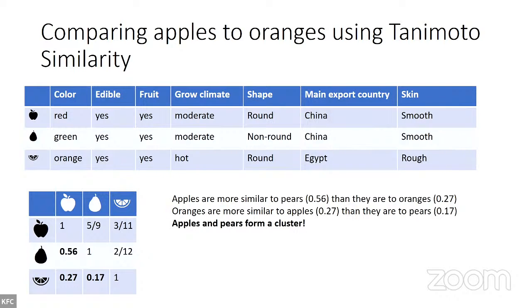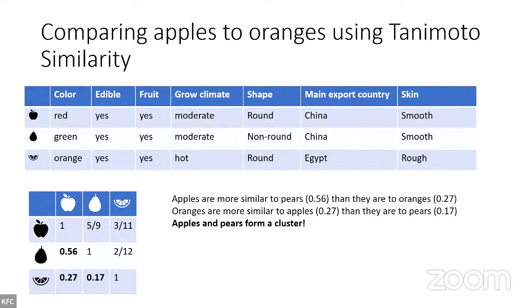So here I made a matrix with the Tanimoto similarities. And you can see apple to apple, well, that's 1. That's the maximum. Of course, it's fully similar to itself. Then here you can see apple to pear, that's 0.56. What this corresponds to is 5 features out of 9 in total that they have in common.